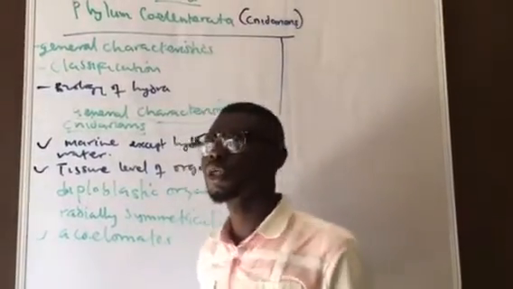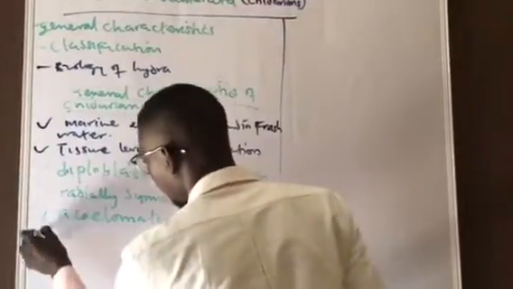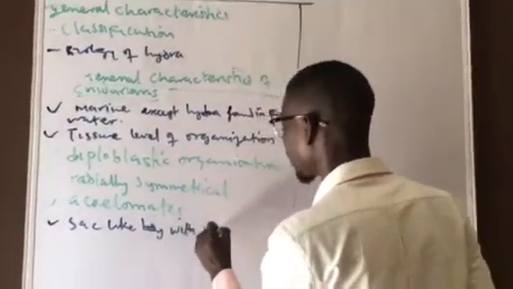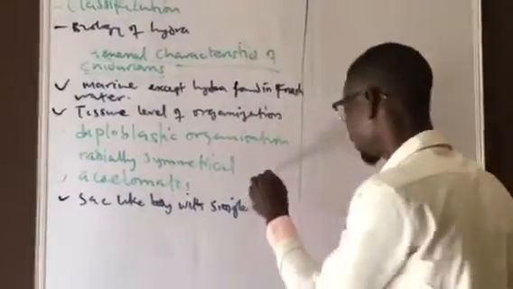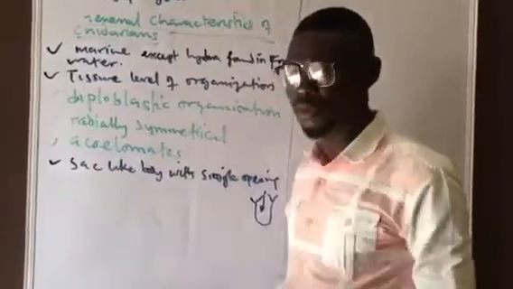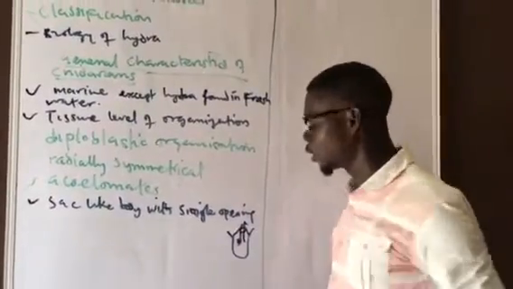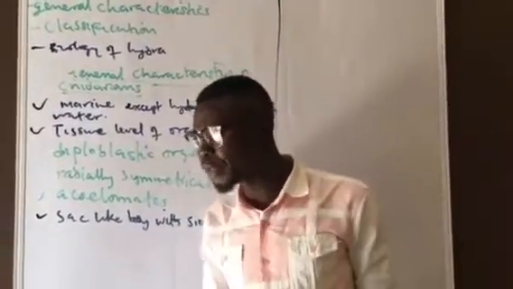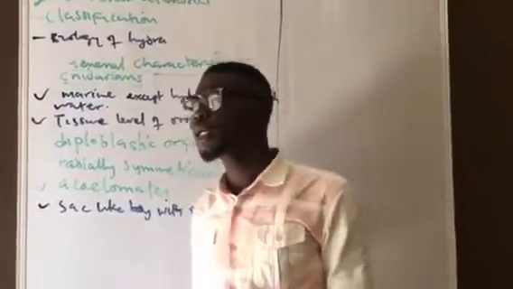Then we move forward to their physiology. This group of organisms have a single opening. They have a saccular body with a single opening. When we say they have a single opening, only one entrance leads into their body, and that same entrance serves as the entrance for food, the mouth, as well as the exit for waste products, the anus. That is what we mean by a saccular body with a single opening. So they have an incomplete alimentary canal, an incomplete digestive system.